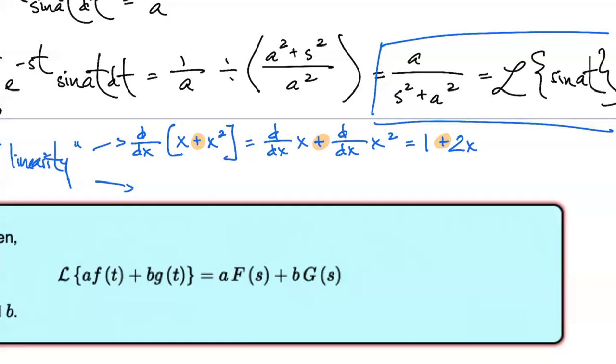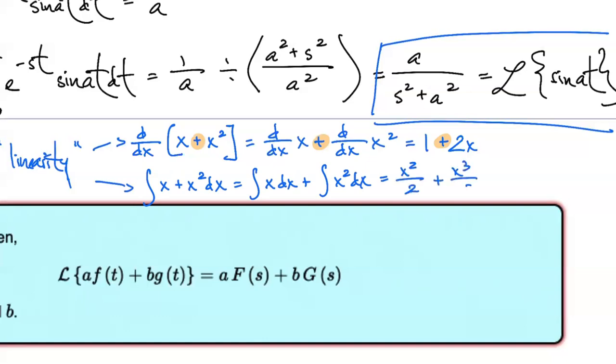Similarly, if I said, find the integral of x plus x squared dx, you would say, well, that's the same as finding the integral of x dx plus the integral of x squared dx. And this was such a common rule, we never really took the time to write it that way. And we would end up with x squared over 2 plus x cubed over 3 plus c. Right?